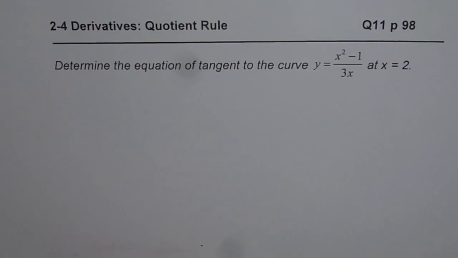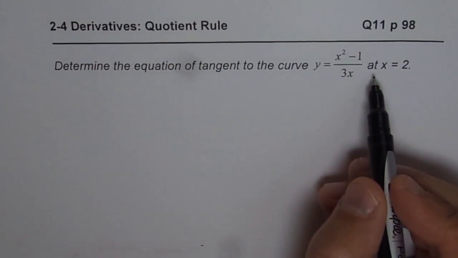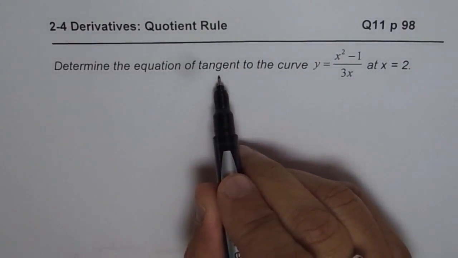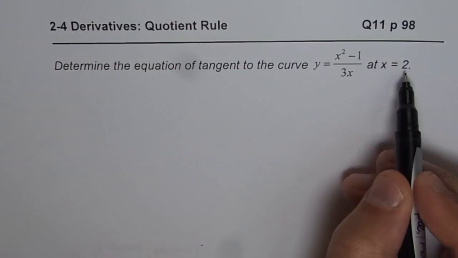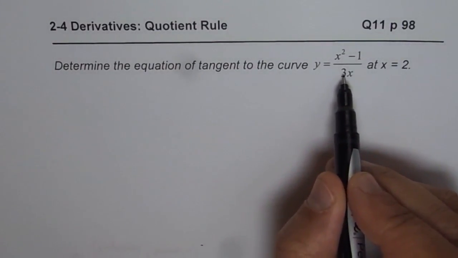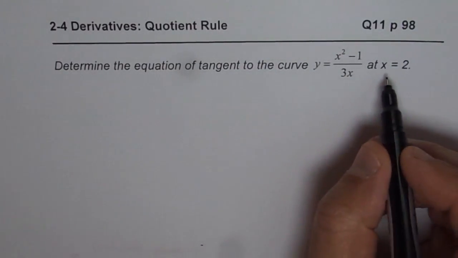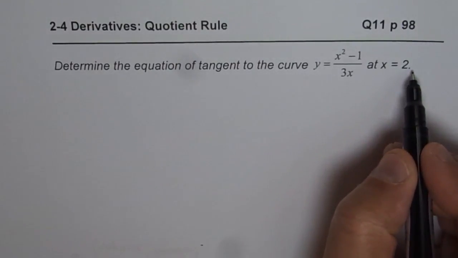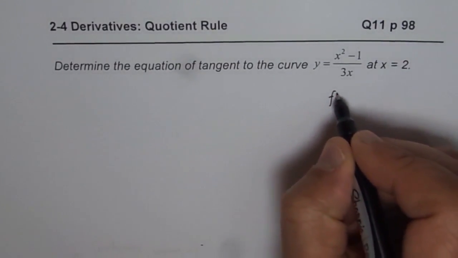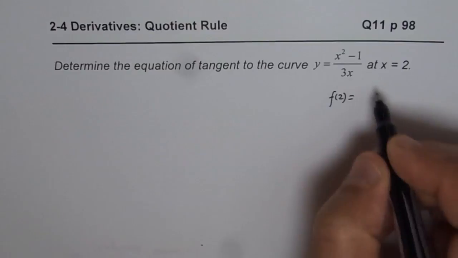The question is, determine the equation of tangent to the curve y equals x square minus 1 divided by 3x at x equals 2. Whenever you're given an equation like this, you need to find tangent at a point on the curve. Begin by finding the point itself. So let's find what is the value of y when x equals 2. So let's say what is f of 2? We can write 2 here for x.